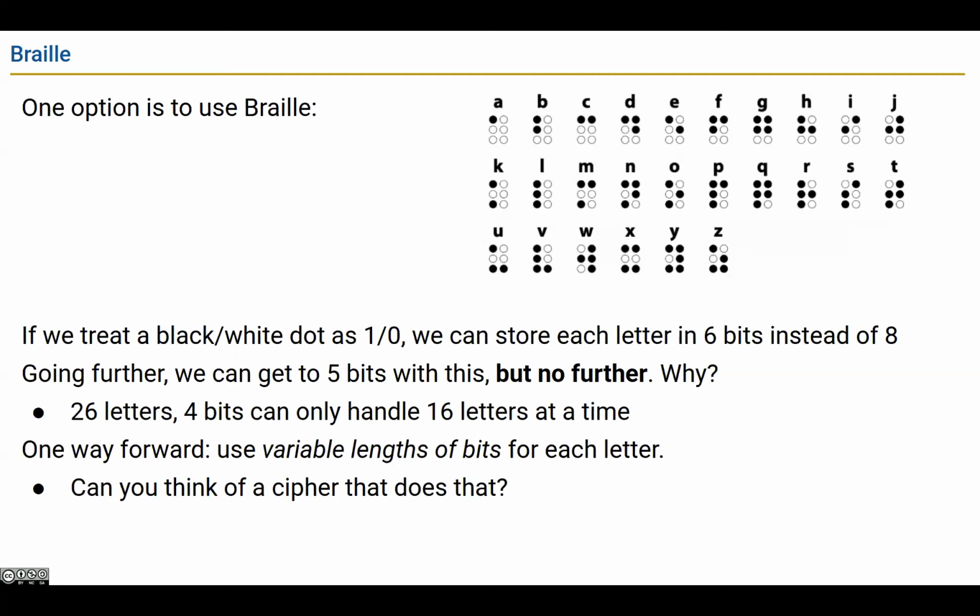One approach instead could be to use a variable number of bits per letter. Some letters are more common than others. So what if we use, for example, fewer bits for E and more bits for Z? Can anyone think of a cipher that does this?